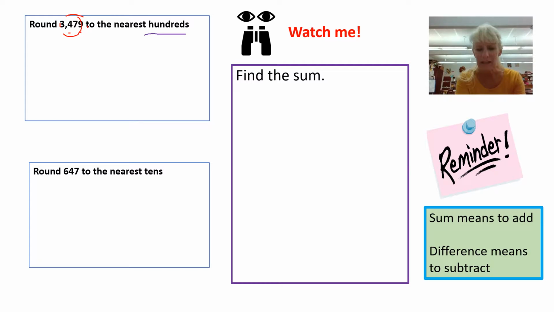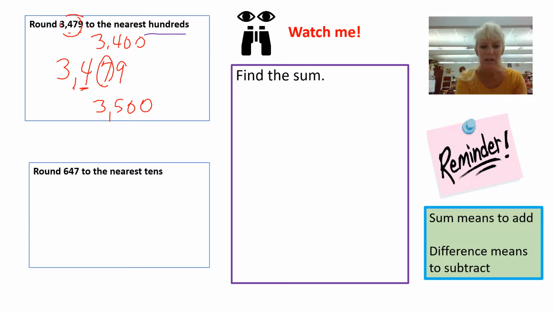So what I've been teaching my class to do is this. I can put 3,479 right here in the middle. All right, I say to myself, if this is the hundreds place right there, the 7 is going to tell me to do something. I know if the number is higher than 5, it tells me to move up. So watch this. This could either be closest to 3,400 or it could be closer to 3,500. Notice the 7 says to bump up, so I'm going to say that this is closest to 3,500.